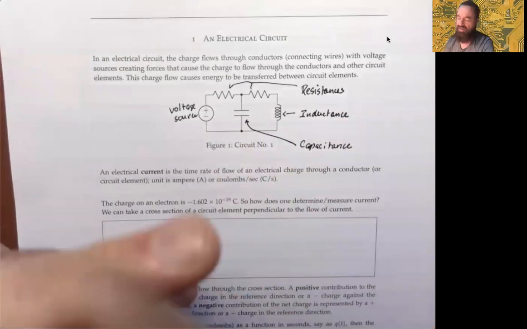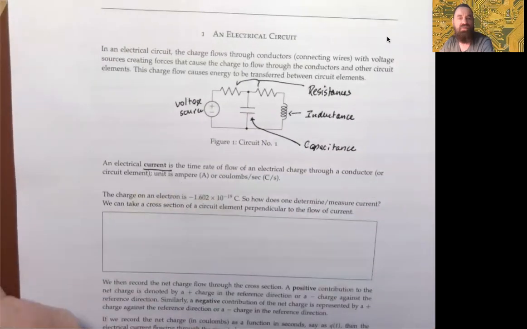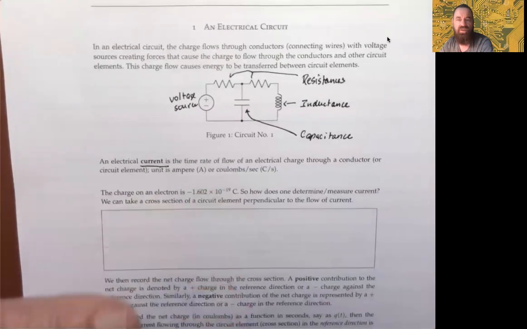What's important right now is the idea of what we mean by current. An electrical current is a rate of flow of charge. It's important to realize that current is a rate, the rate of flow of a charge through the conductor, as well as a circuit element.